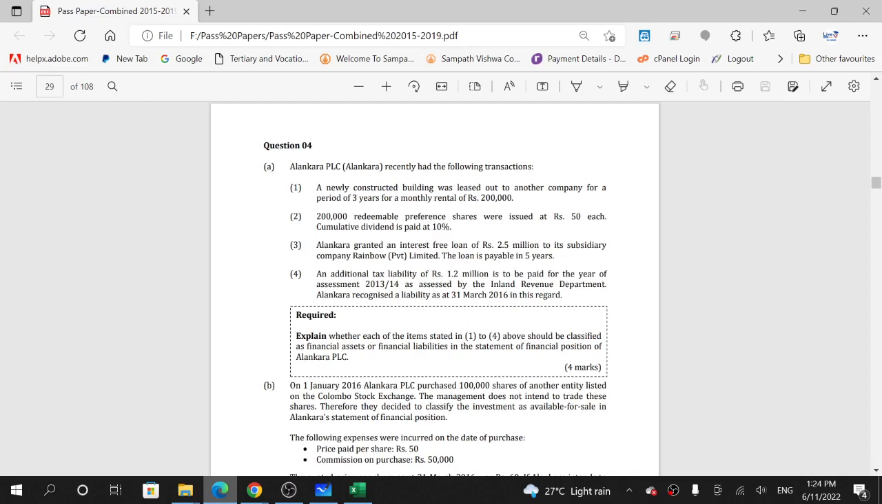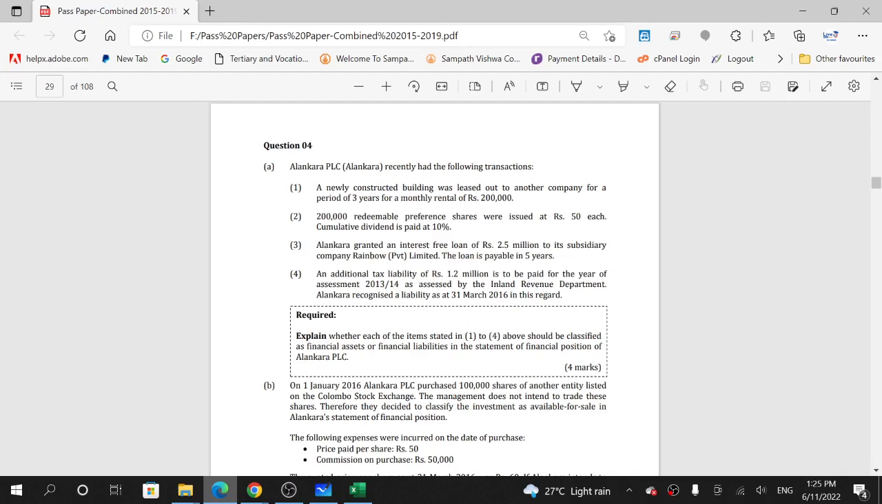Amortized cost financial asset. Okay, come to the fourth one. An additional tax liability of 1.2 million is to be paid for the year of assessment 2013-14 as assessed by Inland Revenue Department. What happened? The Inland Revenue Department say that for the previous year you have made underpayment of taxes. This year you need to pay that underpayment relevant to the year 13-14.